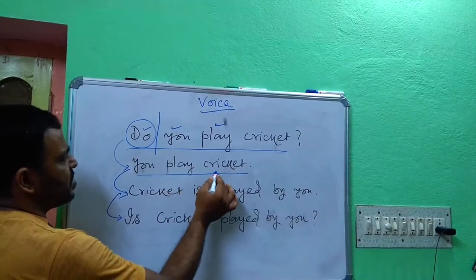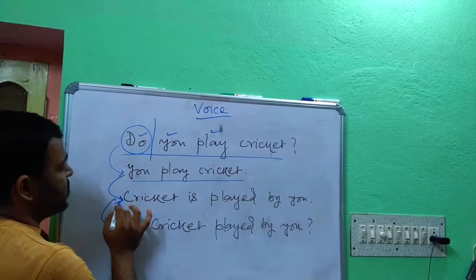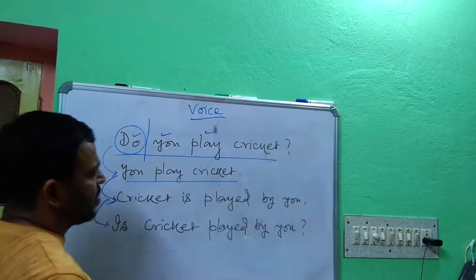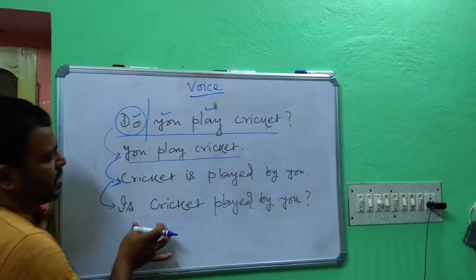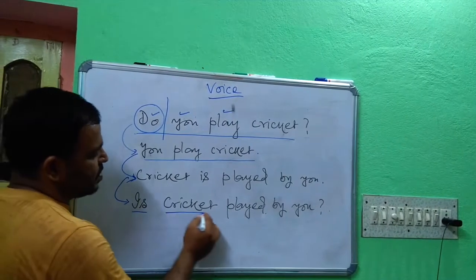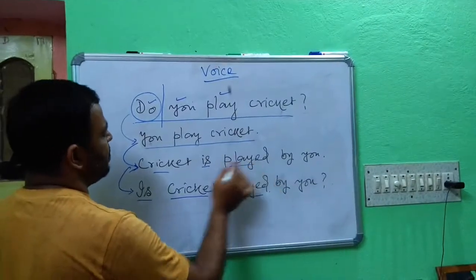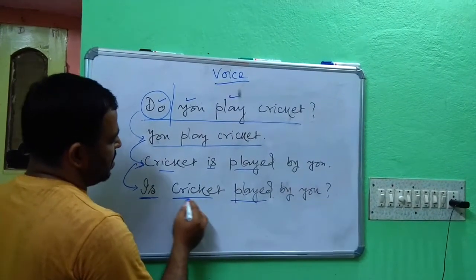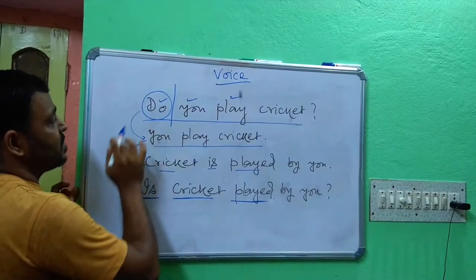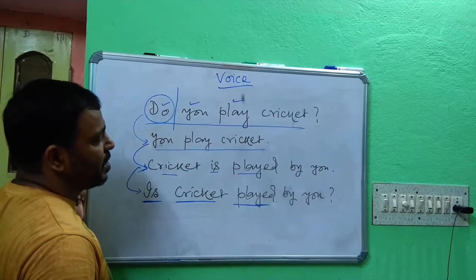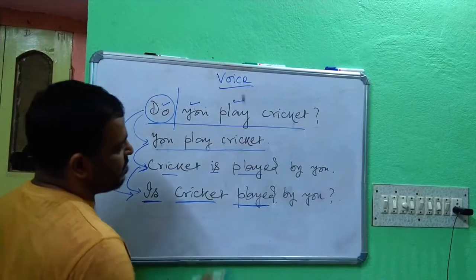If you change the sentence you play cricket to passive voice, it is: cricket is played by you. Now change it according to the rules of an interrogative sentence, that is auxiliary verb, subject, finite verb and others. It has been placed properly. So the active voice, do you play cricket? can be changed to passive voice as: is cricket played by me?